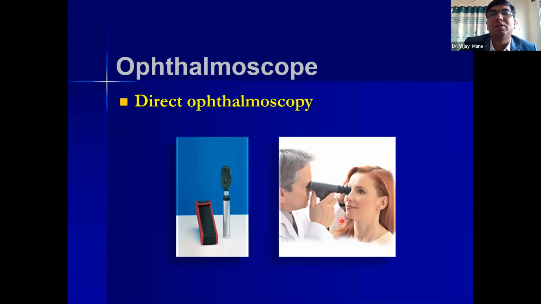A very basic tool used by doctors is the ophthalmoscope. An ophthalmoscope is simply a lens system, directly connected to the eye, and through the pupil it is adjusted to look inside the eye. This lets the medical practitioner or ophthalmologist see the fundus itself with direct vision. That is direct ophthalmoscopy.